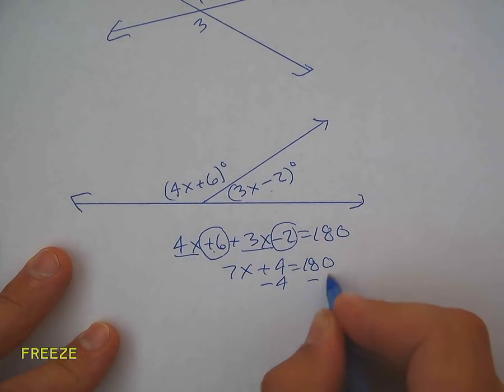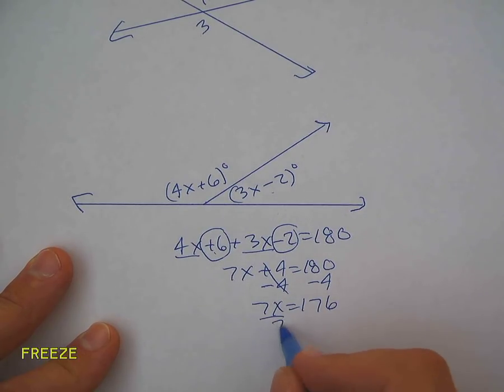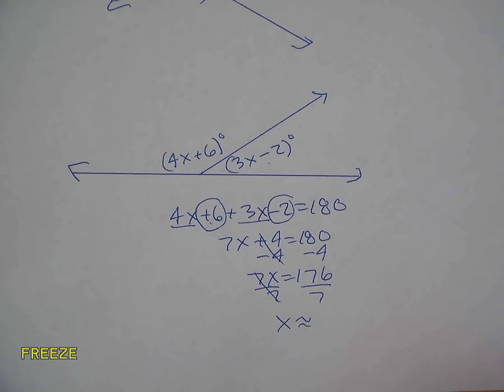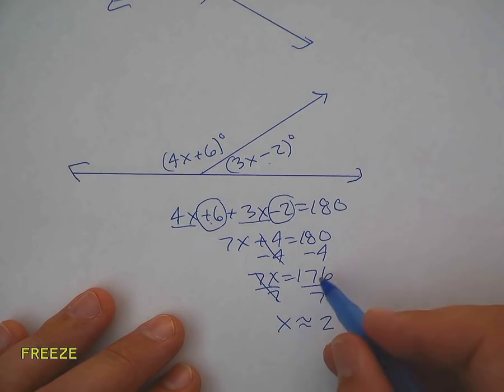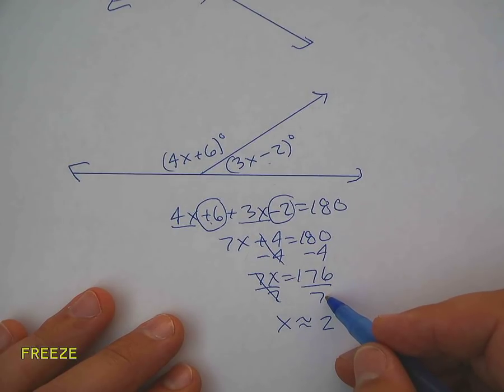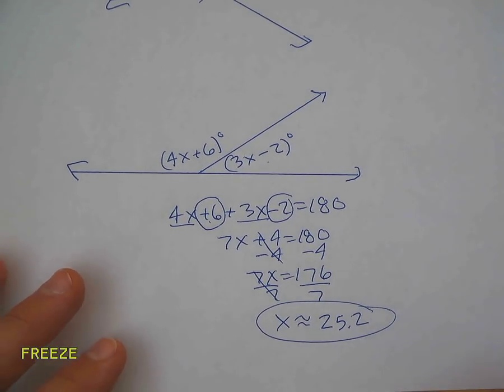Then I subtract 4 from each side. I'm left with 7x equals 176. And then divide by 7. And I get x is approximately equal to, because I believe it's going to be a decimal, 176 divided by 7, let's see, 25.2. We'll call it about 25.2. If I'm wrong, there's a donut point in there for you. I did that kind of in my head.